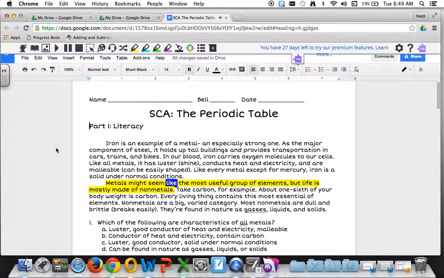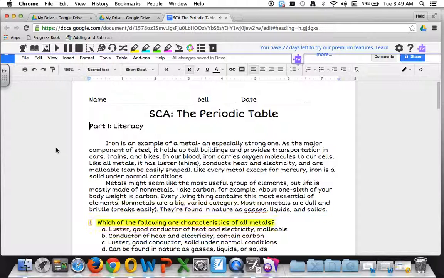Metals might seem like the most useful group of elements, but life is mostly made of nonmetals. Take carbon, for example. About 1/6 of your body weight is carbon. Every living thing contains this most essential of elements. Nonmetals are a big, varied category. Most nonmetals are dull and brittle (break easily). They're found in nature as gases, liquids, and solids.